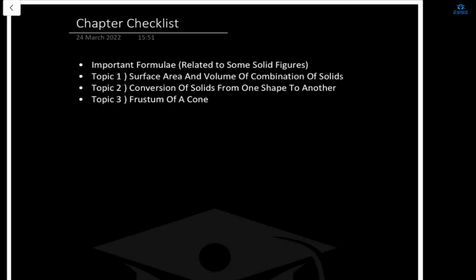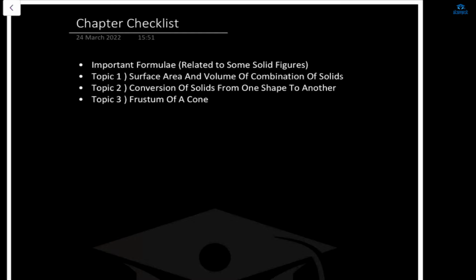Apart from the important formulas, which are the main part of this chapter, the three topics that we are going to cover are: first, surface area and volume of combination of solids, meaning we will be seeing different types of questions on how two solids can be combined, and then you have to find the volume and surface area of the combined solid. Second, conversion of a solid from one shape to another. Many times a metal solid is there, and we melt it and change it into another solid. The volume remains the same, and you have to find the size of the new shape.